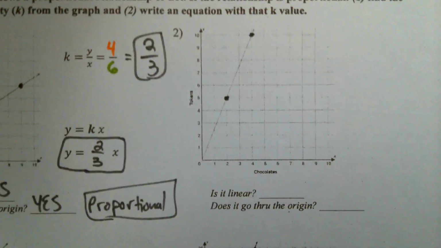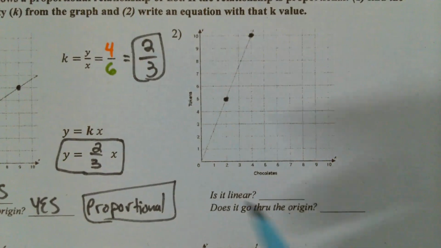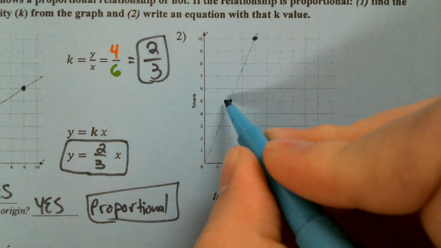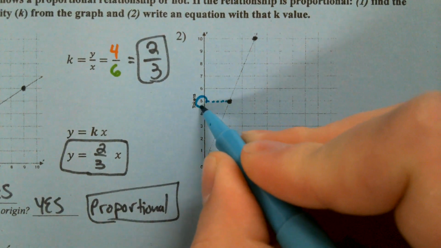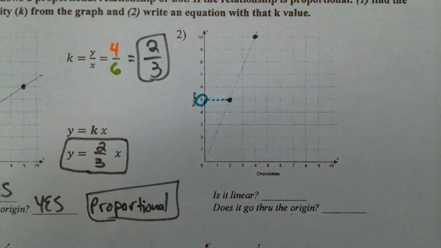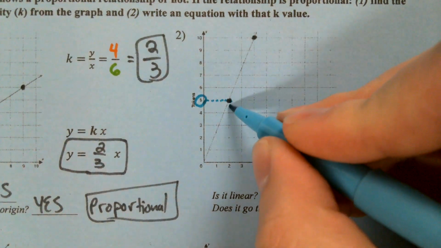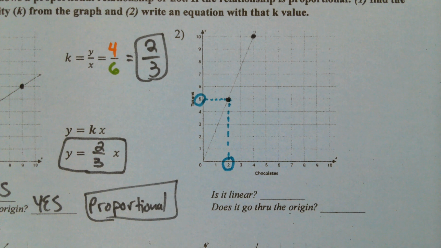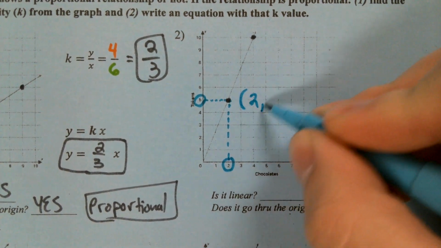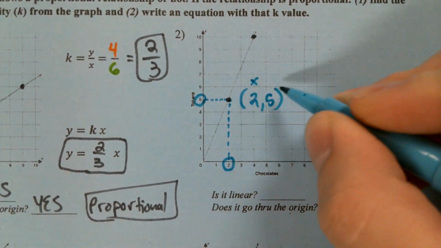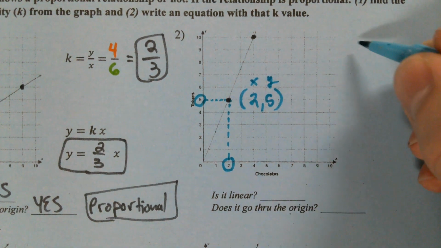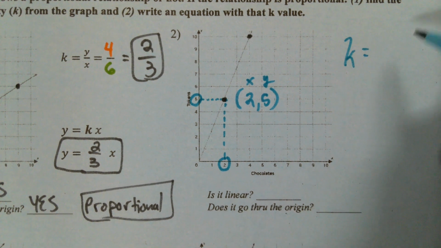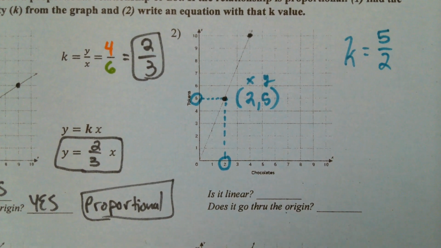So we go over to number 2. There's my 2 points. I'm going to take the point closest to the origin just to make my life easier. It lines up at 5 on the y. And it lines up at 2 on the x. So this point here is at 2, 5, where x is 2, y is 5. What's my k going to be equal to then? That's right. Thank you, sir. 5 over 2.